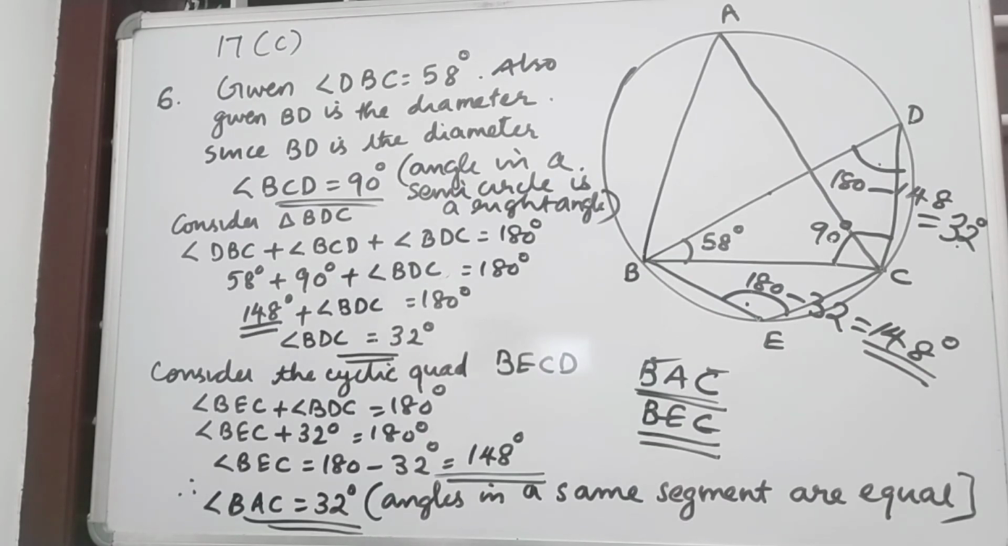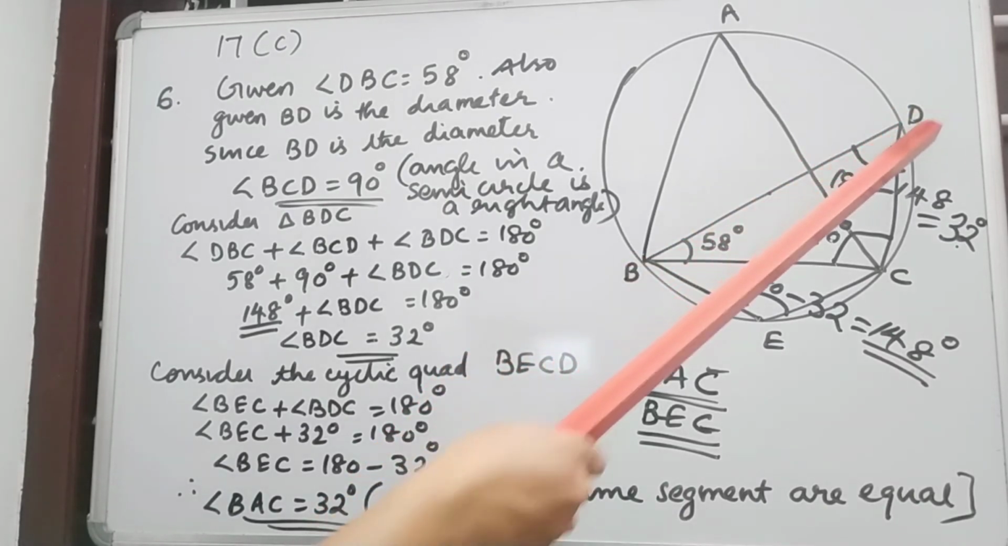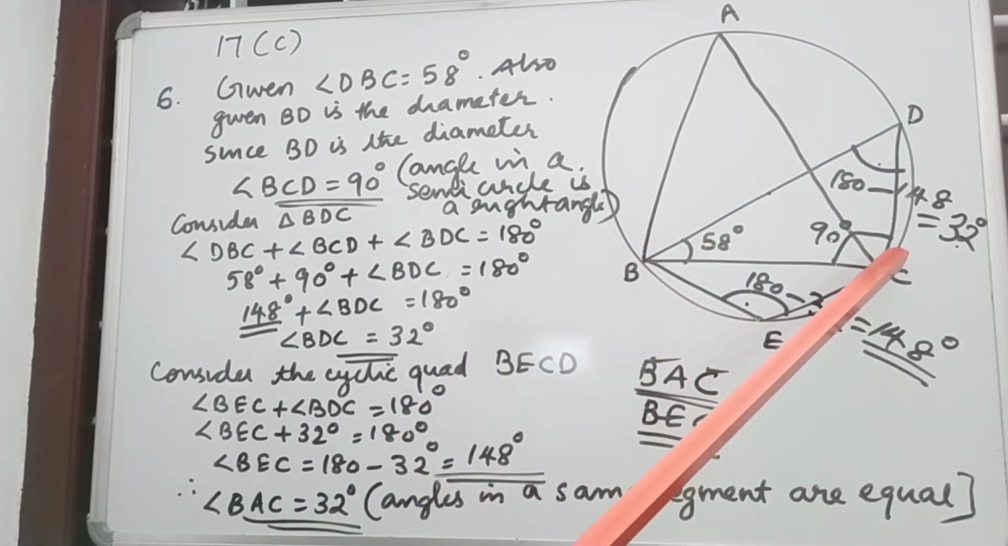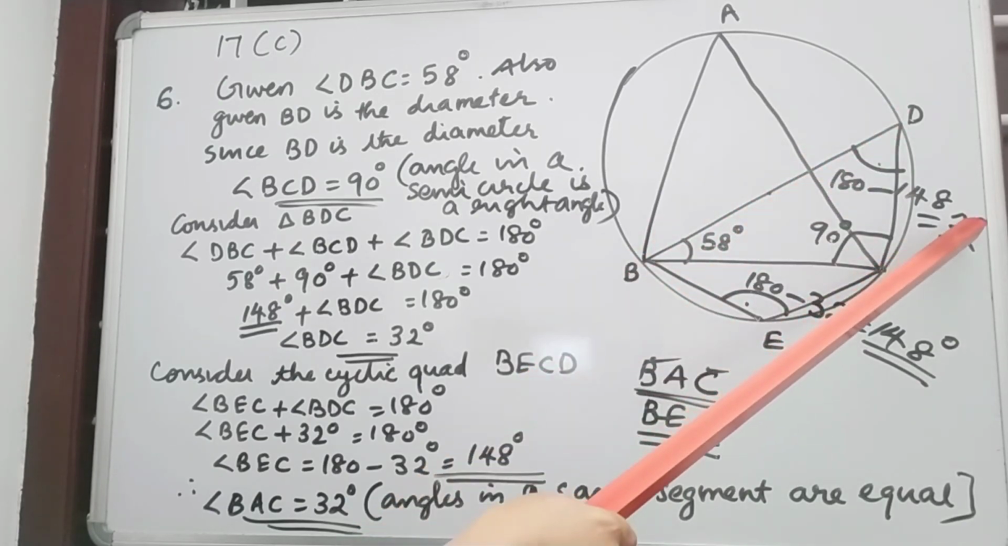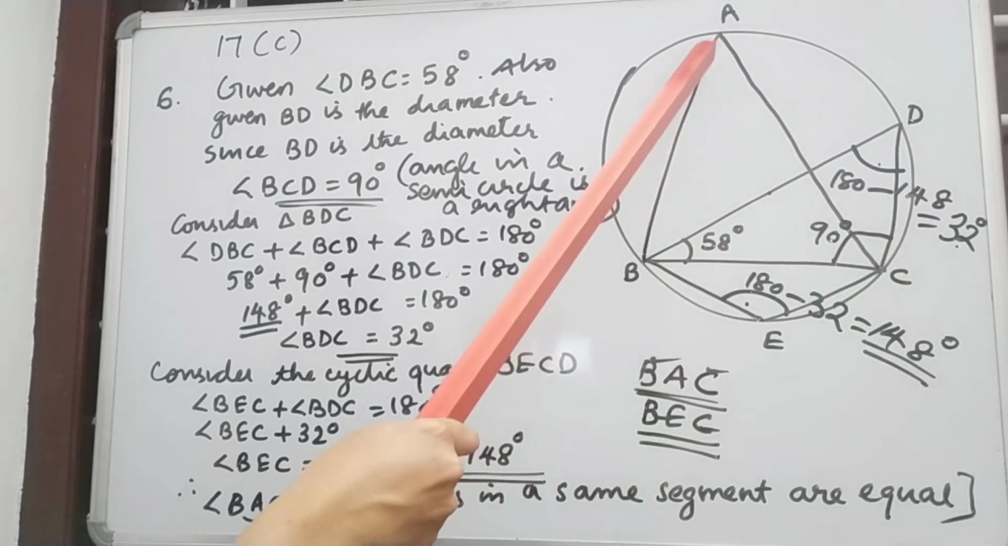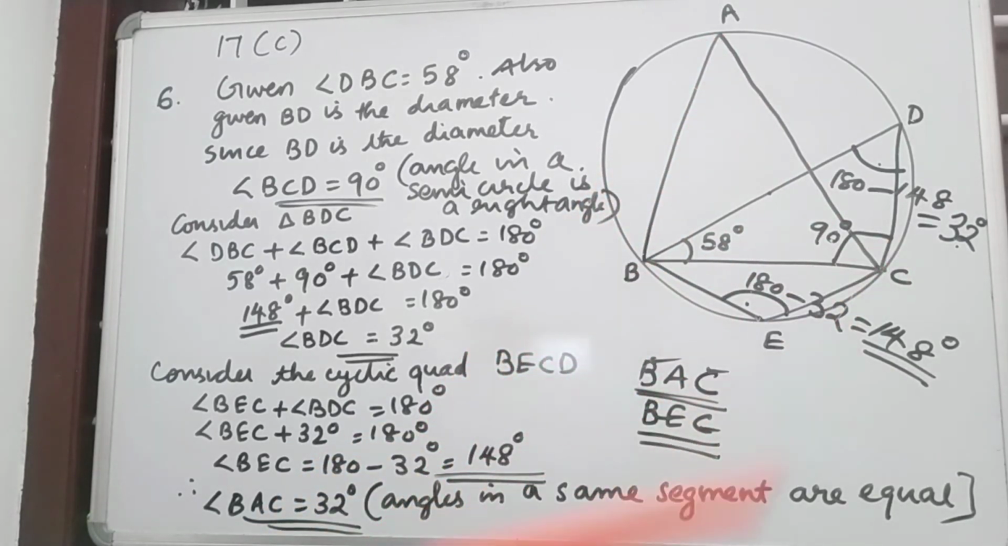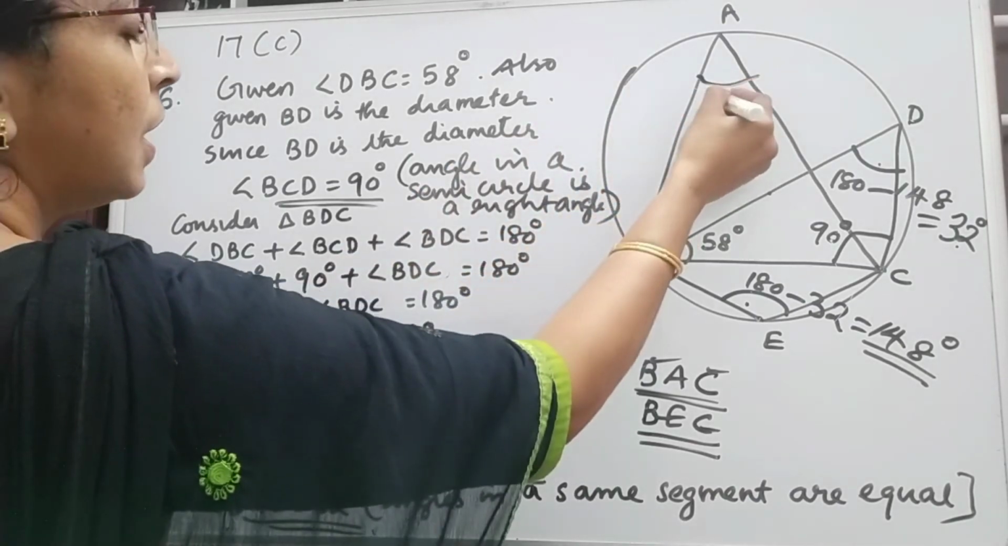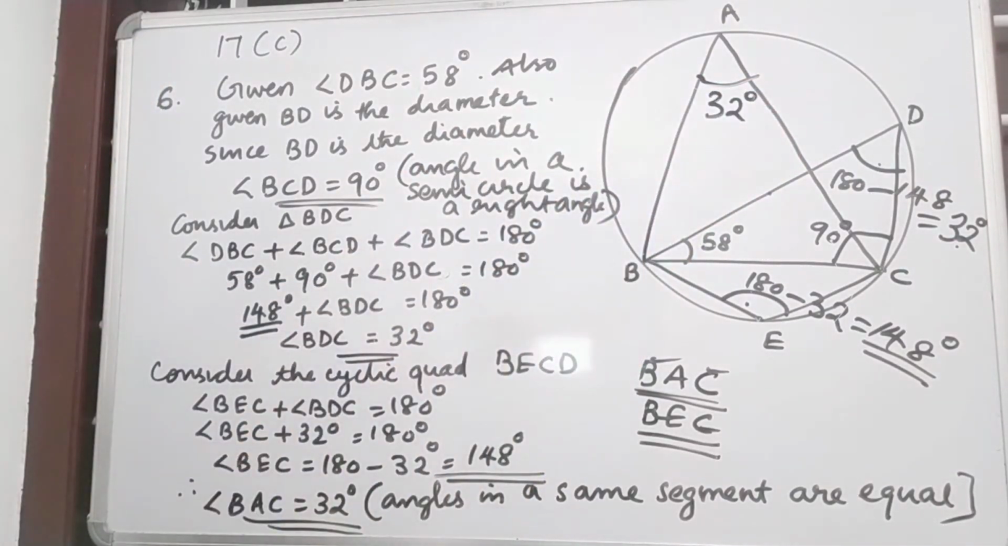Next we want to find out angle BAC. Second part we proved, angle BDC is equal to 32 degree. So automatically BAC will be 32 degree. Why? Because BDC lies in the segment BC. So BDC we got as 32 degree, so BAC also will be 32 degree because BAC also lies in the segment BC. That is our third part. Thank you.